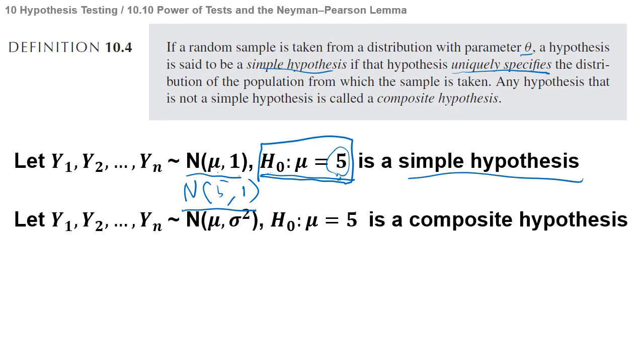And what about a composite hypothesis? Let y1 to yn follow a normal distribution with mean mu and variance sigma squared. And if our hypothesis is mu equals 5, then if we plug in mu equals 5 here, we still have the unknown parameter sigma squared, and the distribution of the sample is not uniquely specified. So in this case, we say this is a composite hypothesis.